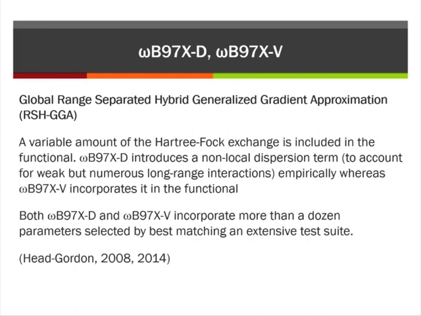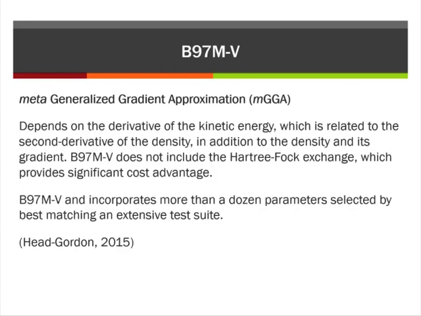A third functional is a very simple one. It's missing the Hartree-Fock term. But instead of that, it throws in the derivative of the kinetic energy, which is really the second derivative of the density. This is one due to Head-Gordon, and it's called B97M-V. Its principal advantage is that you don't have to calculate the Hartree-Fock component, which makes it significantly less expensive.